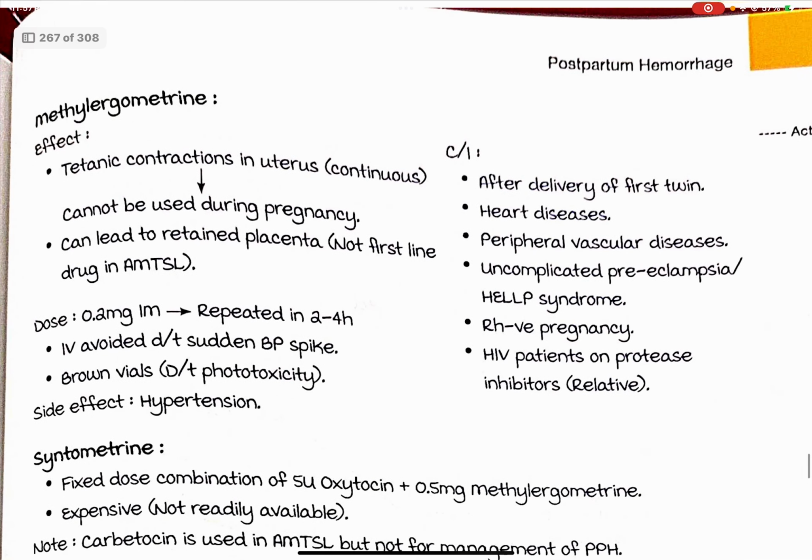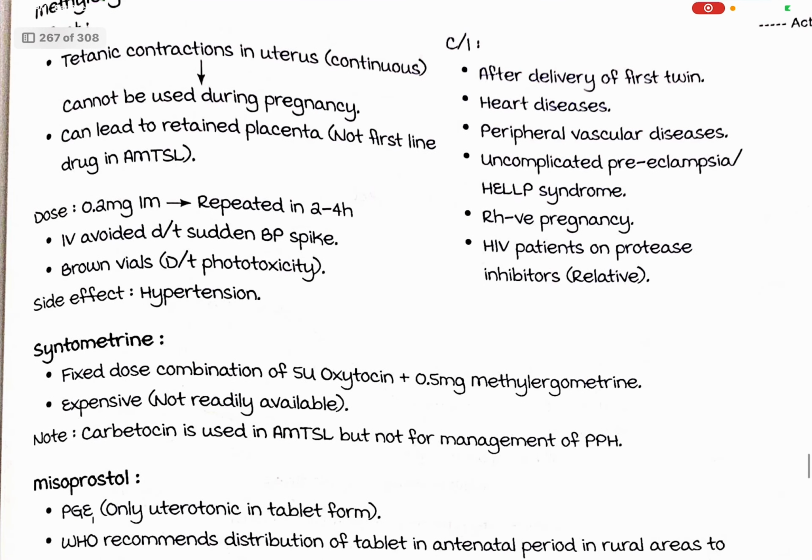Methylergometrine. Effects: tetanic contraction of the uterus, continuous, so it cannot be used during pregnancy. It can lead to retained placenta, and is not a first-line drug in active management of the third stage of labor. Contraindications: after delivery of the first twin, heart disease, peripheral vascular disease, uncomplicated preeclampsia, HELLP syndrome, Rh negative pregnancy, and HIV patients on protease inhibitors. Relative contraindication.